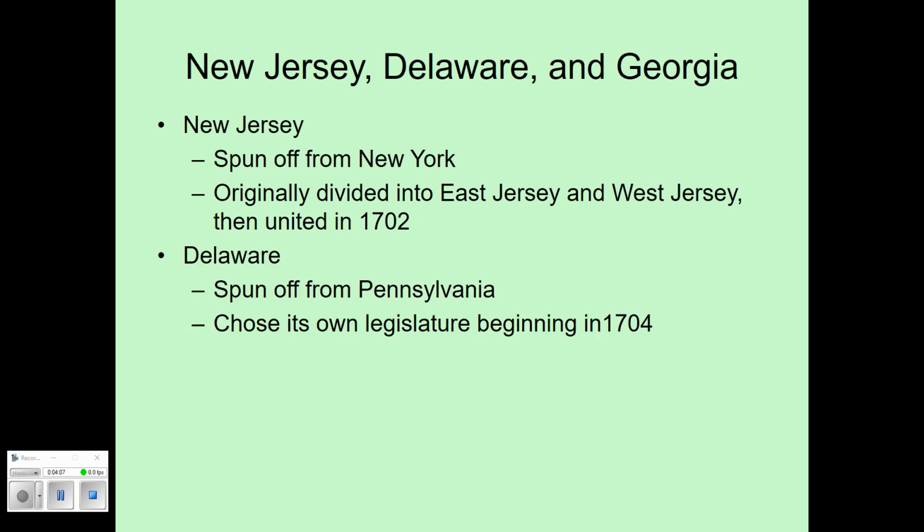Now, New Jersey spun off from New York and was originally divided into East Jersey and West Jersey, but then this did not seem very viable, very practical. So the two Jerseys were united into the colony of New Jersey in 1702. Delaware was a spinoff from Pennsylvania. Originally, it was partly under the control of Pennsylvania, but then gained its independence in the early 18th century.